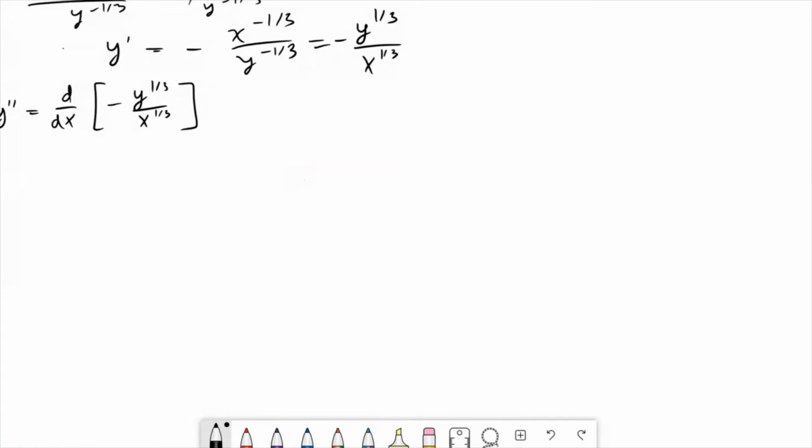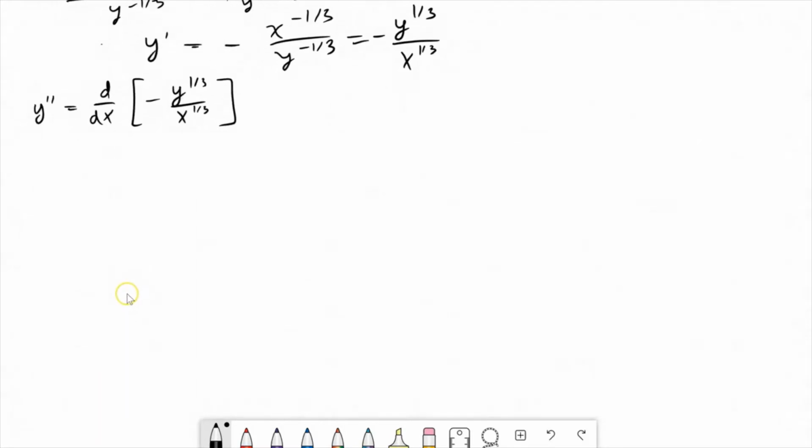We want to use the quotient rule, right? Because y is on the top and x is on the bottom. Y is a function of x, so we have to use the quotient rule. So that means, let's do it. So the numerator, I'm going to make it -y to the 1/3. Remember, we can't keep this negative sign alone. We can pull it out of the constant, but I'll just leave it like this, just for simplicity's sake.